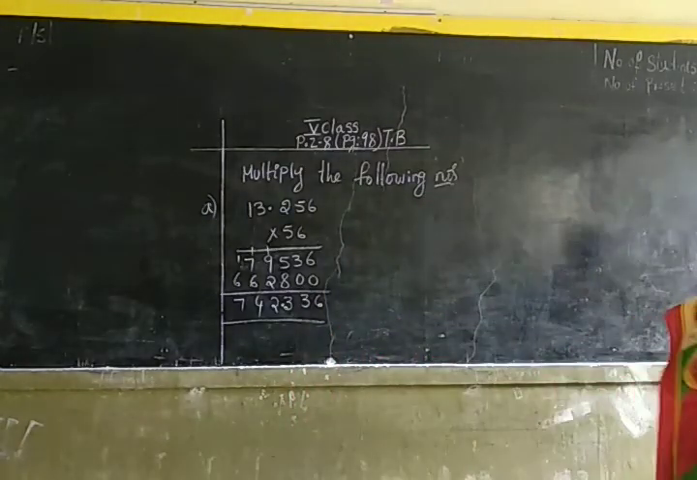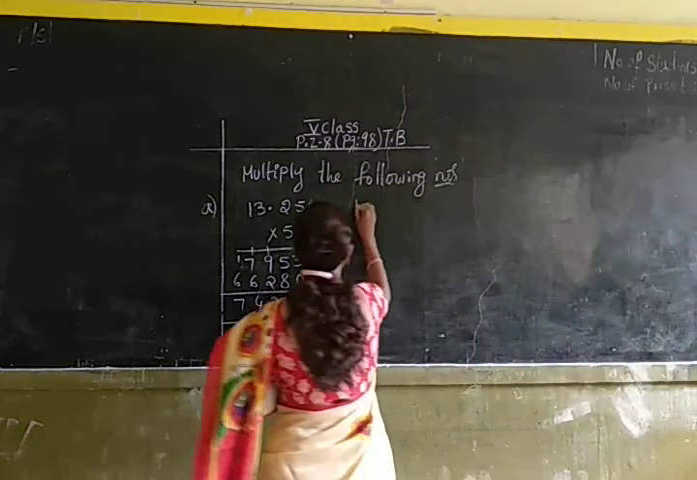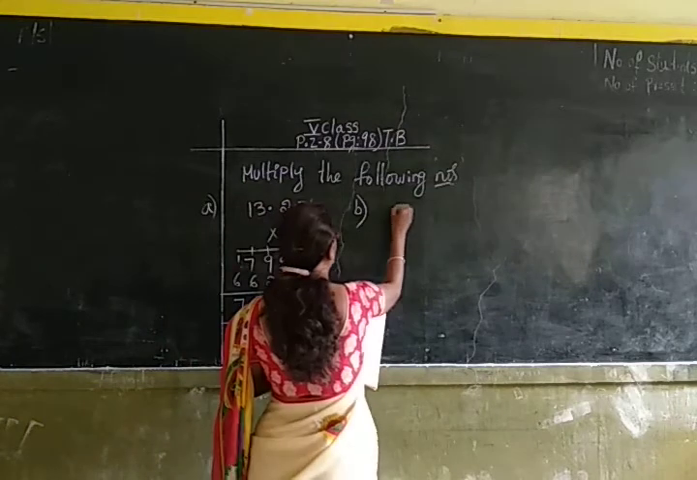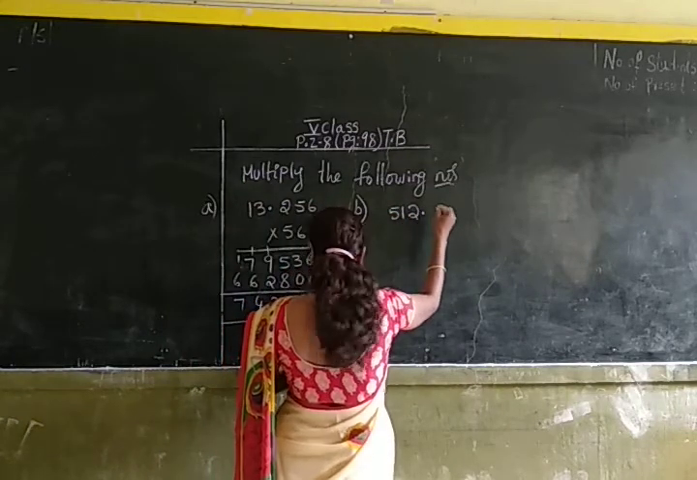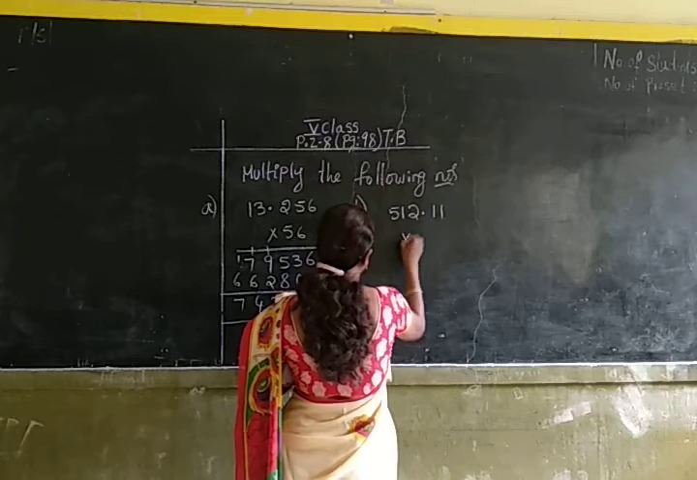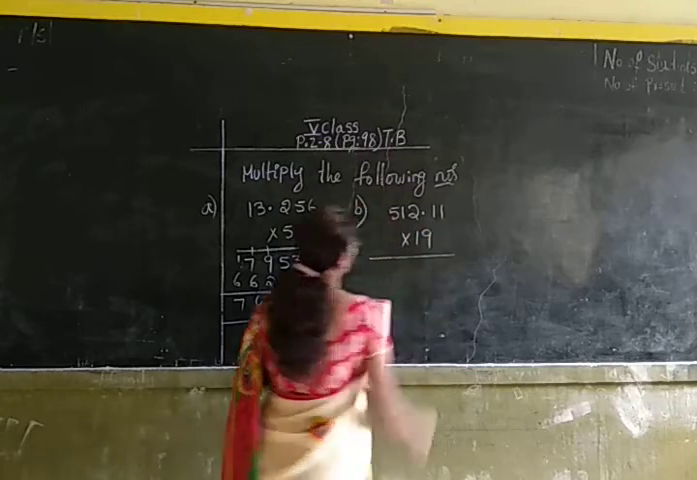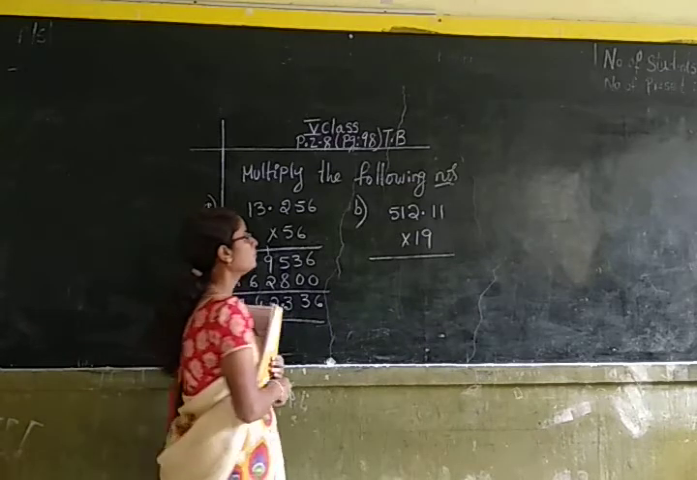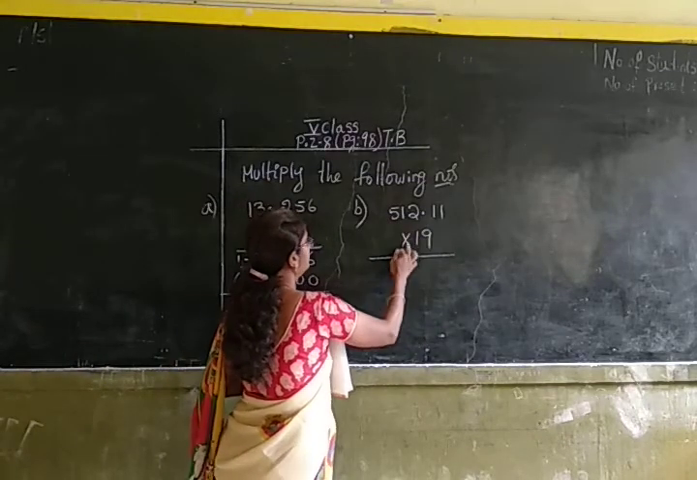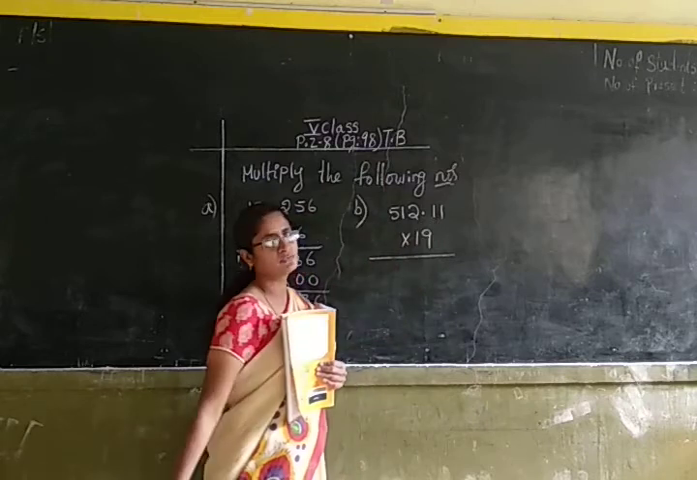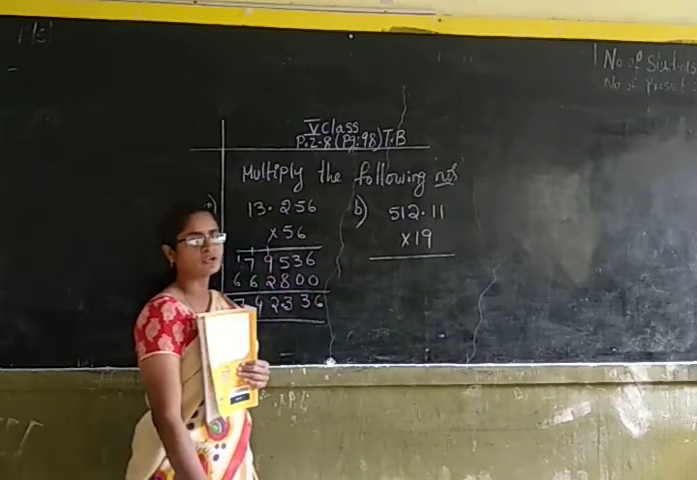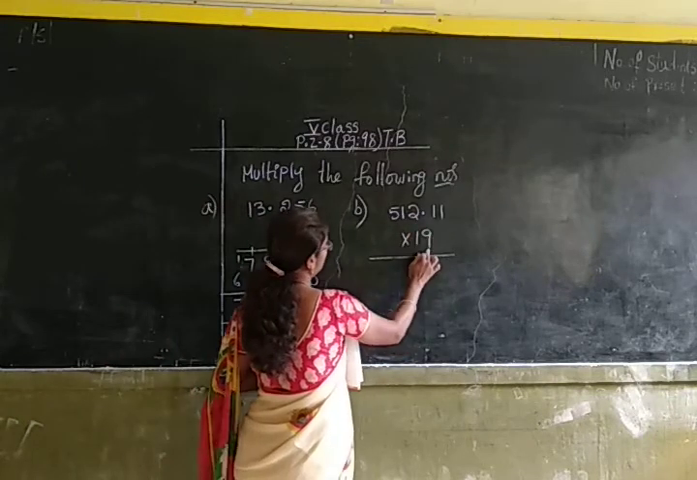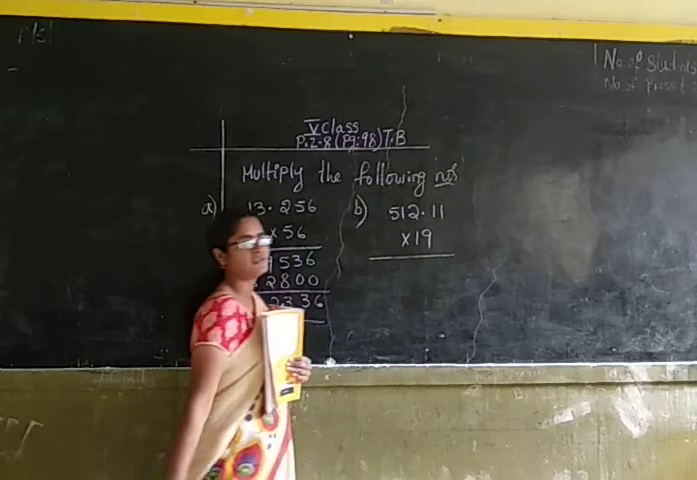Now let us do the B sum. 512.11 into 19. So first let us multiply the whole number with 9 and then let us multiply the whole number with 1. We have to ignore the decimal point, and first multiply the whole number with 9 and then with 1.